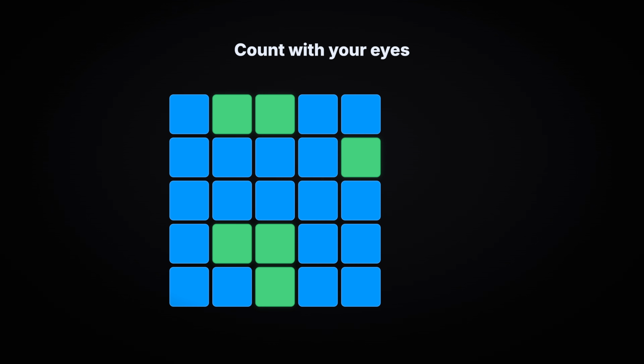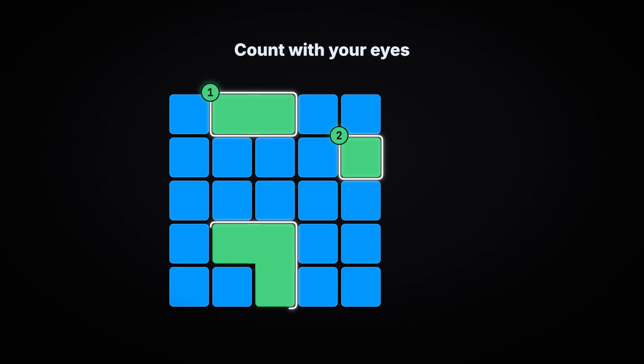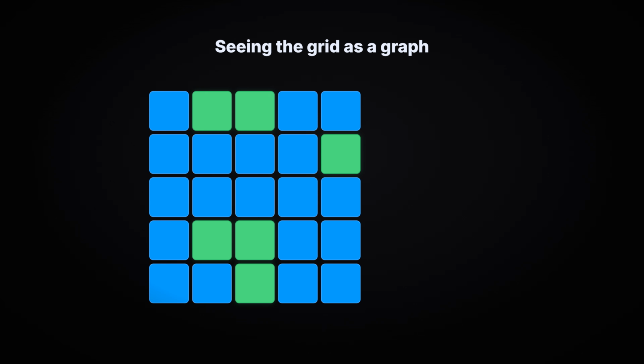So let's count this very grid together. Top left, there are 2 land cells touching each other. Somewhere on the right, there is one lonely land cell sitting all by itself, surrounded by water. And at the bottom, another small patch of land joined together. 3 islands. Your eyes saw that in a second. Easy for a human, but a computer cannot just look. So how do we actually solve this?